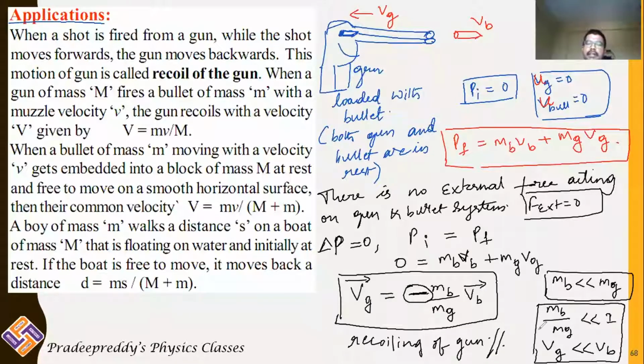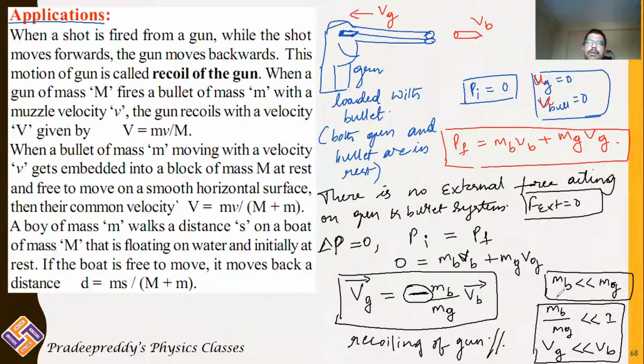In order to conserve the momentum, the gun will recoil in the backward direction such that the net momentum before and after should be equal, because there are no external forces acting on the system.